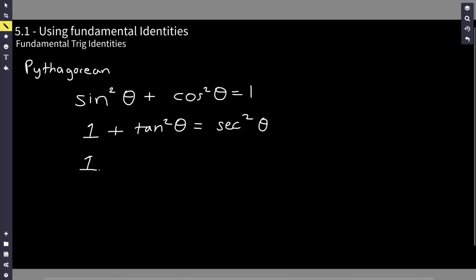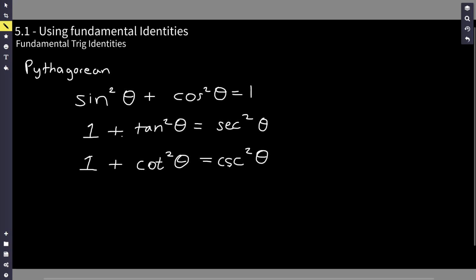And lastly, we have 1 plus cotangent squared theta, let me do that again. Yeah, 1 plus cotangent squared theta is equal to cosecant squared theta.